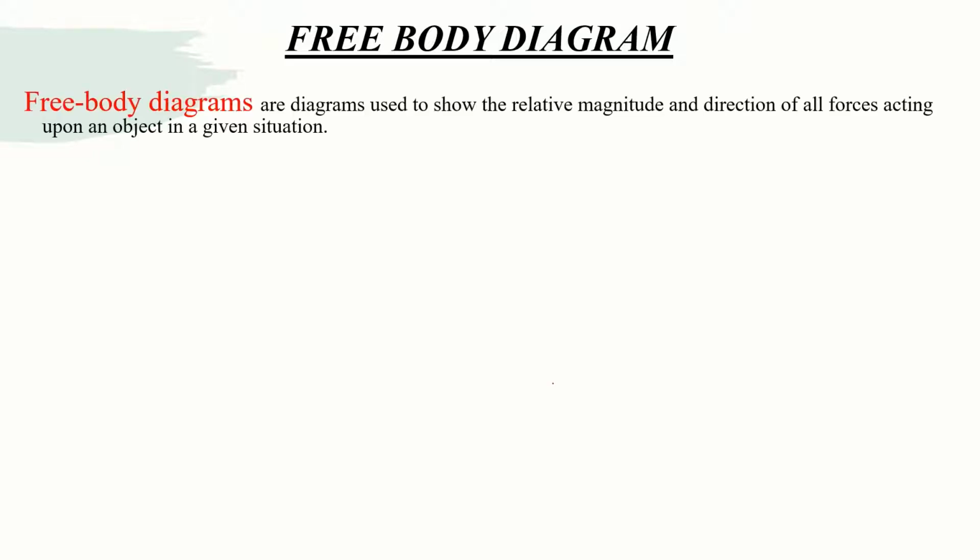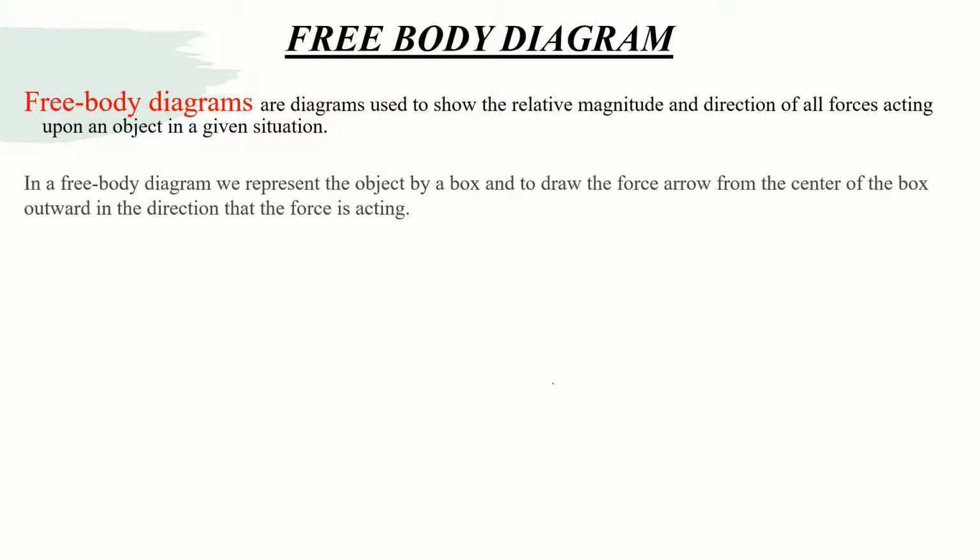Hello, today I will show us how to draw free body diagrams. Now, a free body diagram is used to show the relative magnitude and direction of all forces acting upon an object in a given situation. To draw a free body diagram, we represent the object in that situation by a box. And next, we draw the forces acting on this object from the center of the box outward in the direction that the forces are acting.